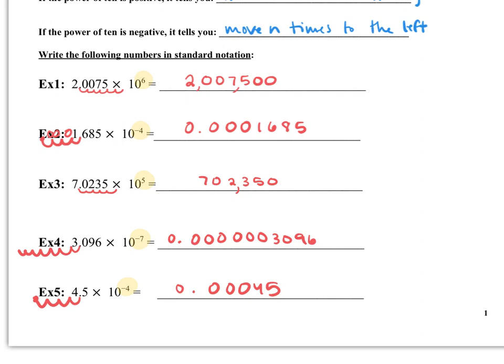the left. On this one, I moved it to the left 7 times, which gave me 6 empty spots to fill with these zeros. So I've got 0.000003096. And then on example 5, I went 4 spaces to the left, which gave me 3 empty spots to fill with these zeros, so 0.00045.